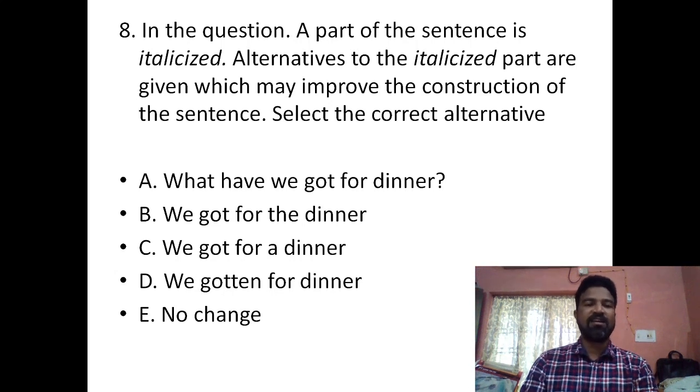Yes, the correct answer is no change. Actually, this particular statement does not require any change at all, because in "What have we got for dinner?", before dinner we did not add any article, the, a or an. Therefore, the other options, we got for the dinner, we got for a dinner, we gotten for dinner, are absolutely wrong. The correct statement is this particular sentence, which does not require any change at all. No change is to be made because there is no error at all.